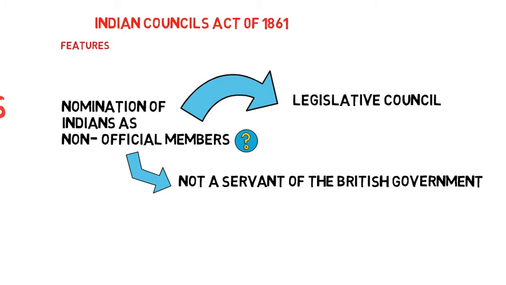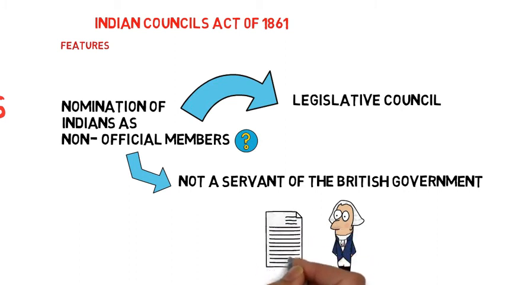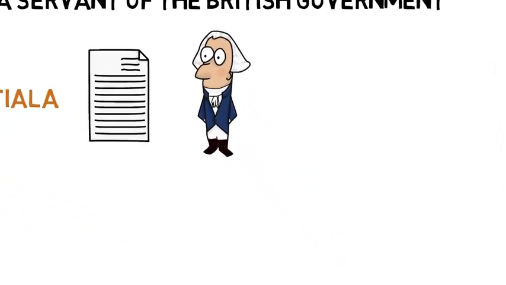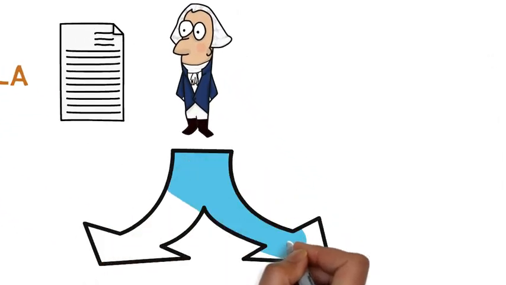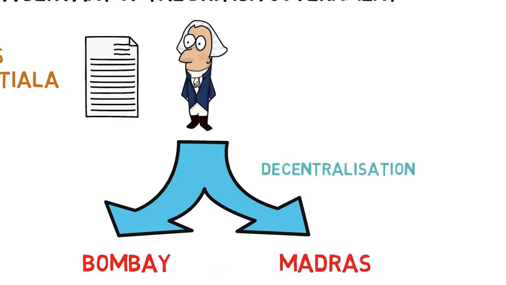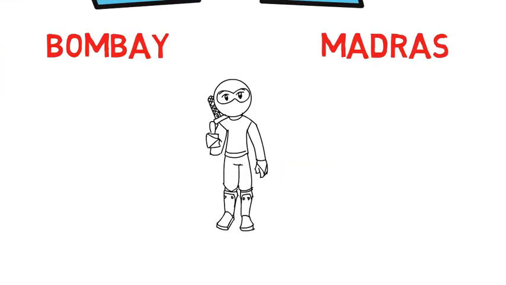In 1862, Lord Canning, the then Viceroy, nominated 3 Indians to the Legislative Council, the Raja of Banaras, the Maharaja of Patiala, and Sir Dinkar Rao. The process of decentralization began with restoring the legislative powers of the governors of Bombay and Madras, which meant that these governors could now make laws suitable for their respective presidencies.